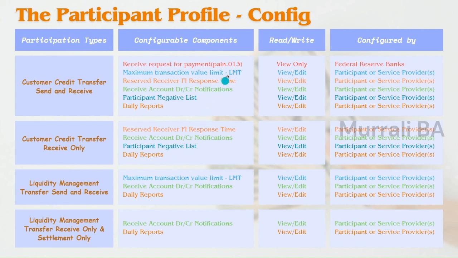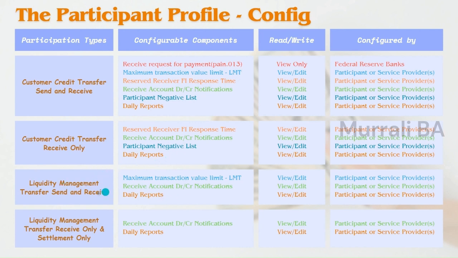Likewise the pain.13, because whenever you receive a pain.13, you would want to send a pain.14 or pacs.8, and that is not applicable either. You chose receive only, so that is also not applicable to you. You cannot modify, or have, options that your profile does not meet.